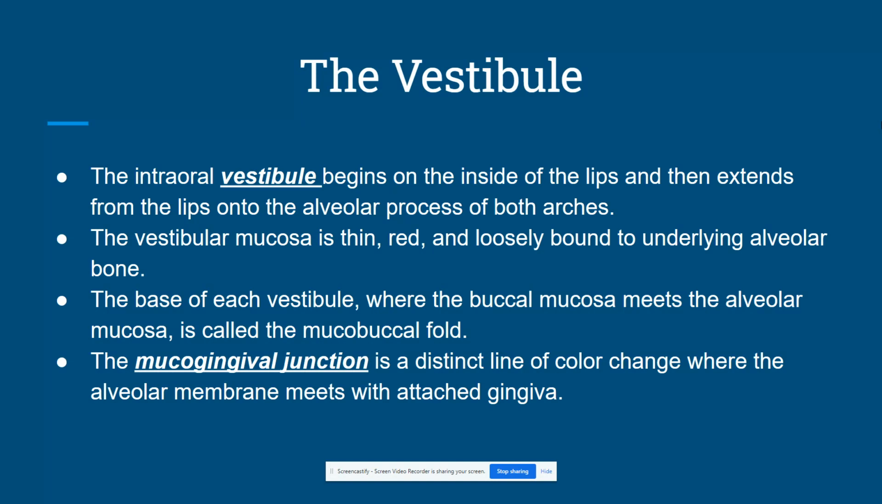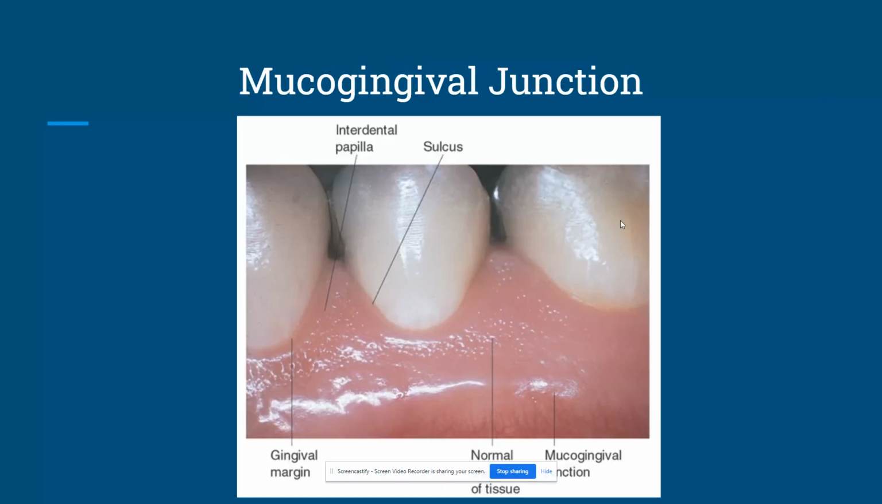Like I said, the vestibule begins at the inside of the lip and extends from the lip into the alveolar process of both arches. I'd rather show you the picture to explain this, and the mucogingival junction. So here is the mucogingival junction right over here. See how it's different over here? Here is the attached gingiva, and here is the unattached. It's a soft tissue. So you can see the line of the mucogingival junction.